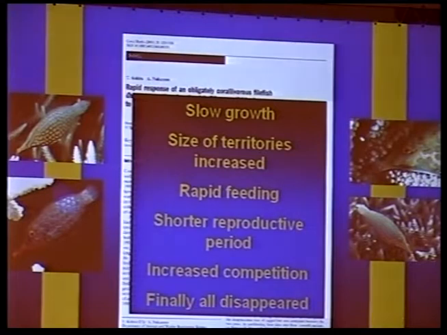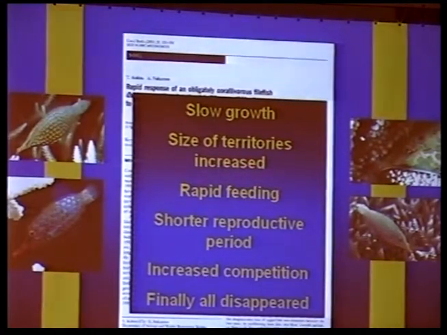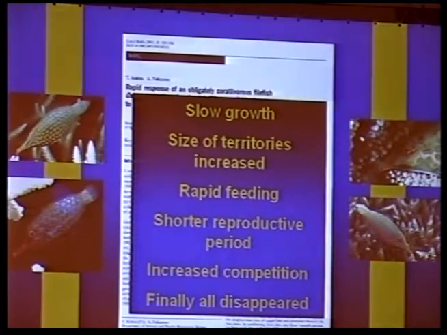And this interesting study from Japan showed that following the coral bleaching event, it started to grow slower, the sizes of the territories increased, it started to eat more rapidly, the reproductive period became shorter, there was increased competition, and finally it all disappeared. So here we have some interesting community variables again. It's both behavior, it's both fitness, and it's also numbers affected by the coral bleaching event.